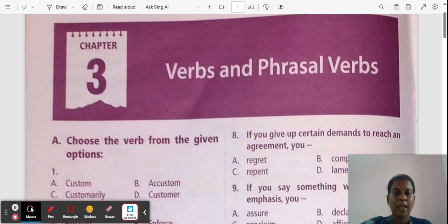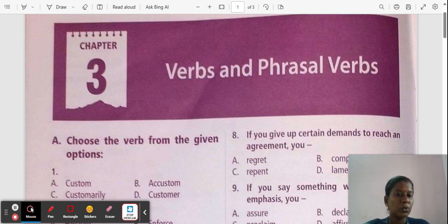Then the auxiliary verb. An auxiliary verb adds functional and grammatical meaning to the clause, and helps to express grammatical tense, aspect, mood, and voice. For example, is, was, were, will, would, like that.